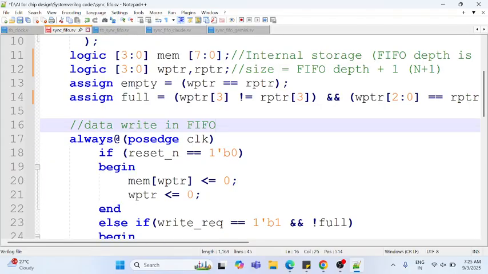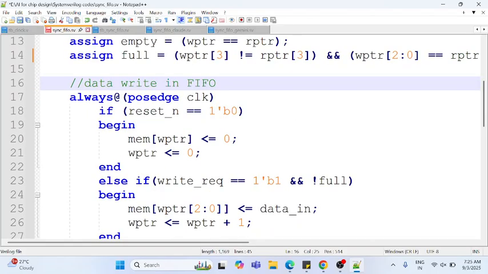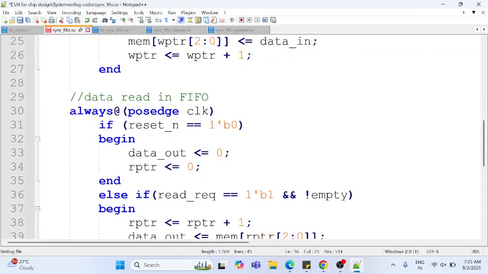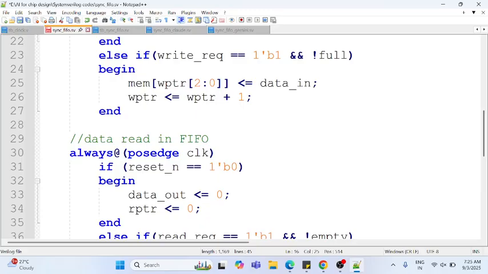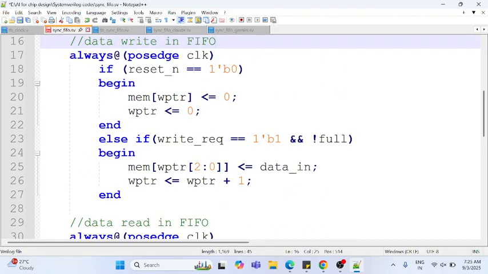Data write in FIFO, always at posedge clock. If reset equal to 0, so this is a synchronous reset because based on the clock edge the reset works. Here we are clearing the memory and write pointer. This is controlled only in the write operation, because the write pointer is driving the internal memory. Read operation is only reading the status.